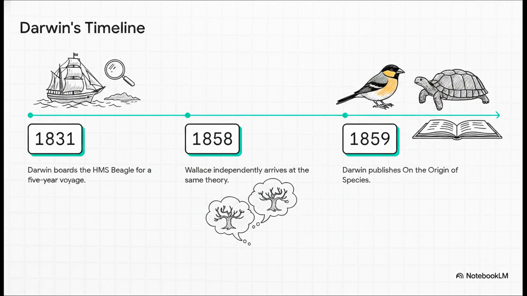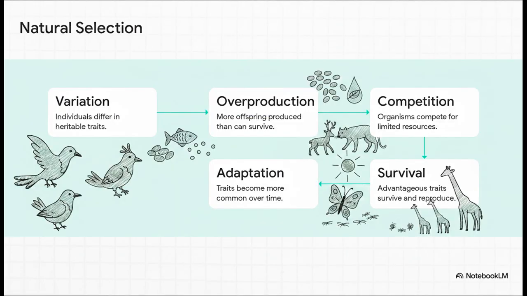Interestingly enough, in 1858, another scientist named Alfred Russel Wallace independently arrived at the exact same theory. That's what finally pushed Darwin to publish his world-changing book on the origin of species in 1859. The core of his idea elegantly maps out the undeniable logic of natural selection in 5 inevitable steps.